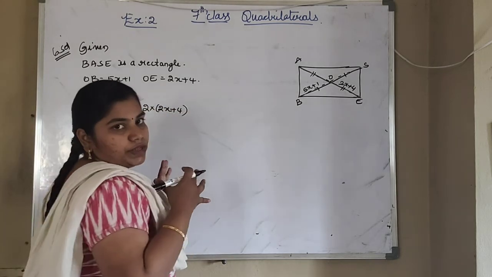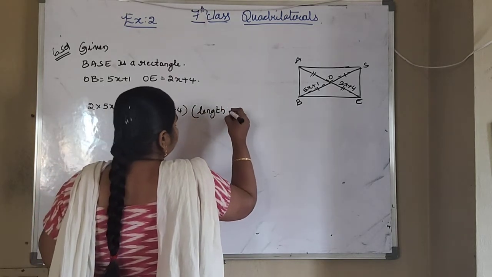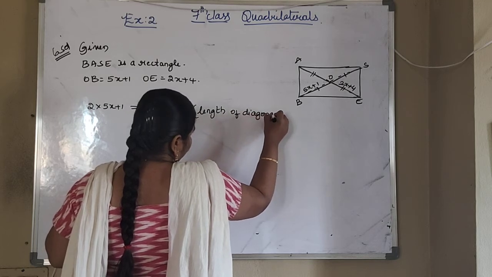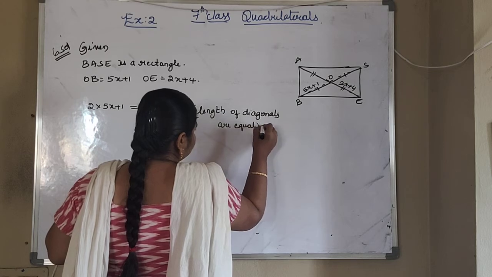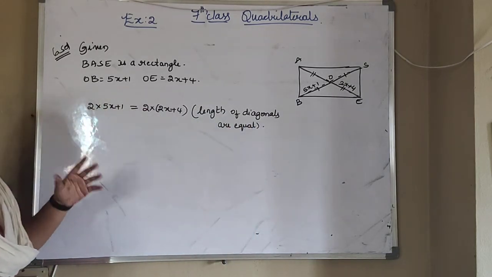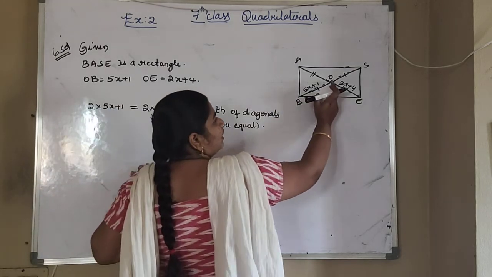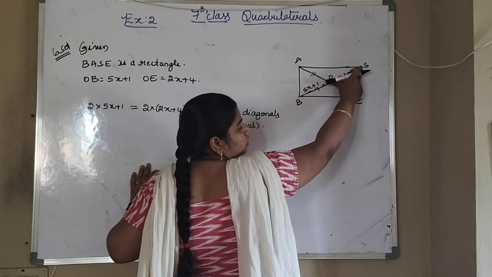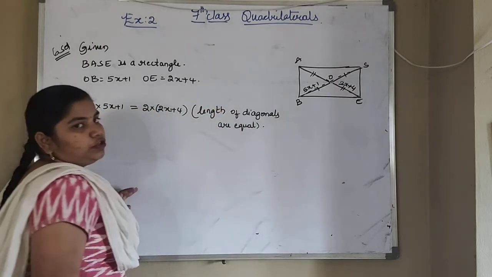Why am I equating here? Because the lengths of diagonals are equal. That's why I am equating both the diagonal values. Why have I taken 2 here? Because they have only given the OB value. We have to find the OS value also, no? So that means these two are equal. That's why I am multiplying with 2 there.